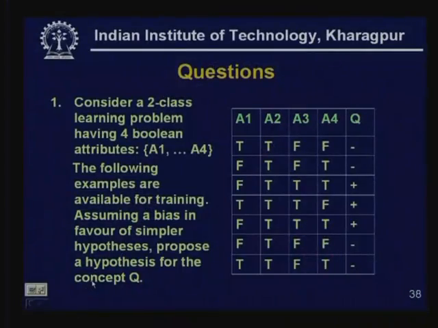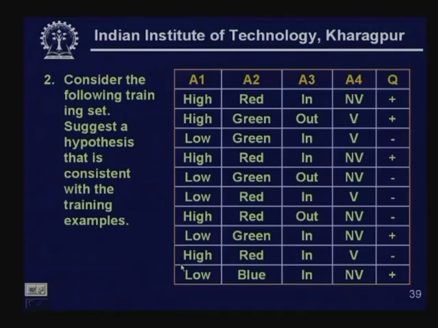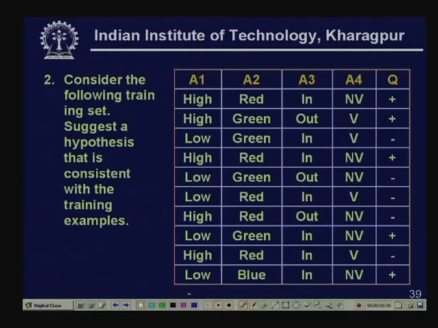So, given these examples, you try to find a simple hypothesis for Q, and you can also try to find several hypotheses which are consistent with these training examples and find the simplest of them. You use your own measure of simplicity. Question number 2, again we are giving you another training set. Now, this training set is slightly more complicated. We have again 4 attributes A1, A2, A3, A4, and we have a target concept Q.